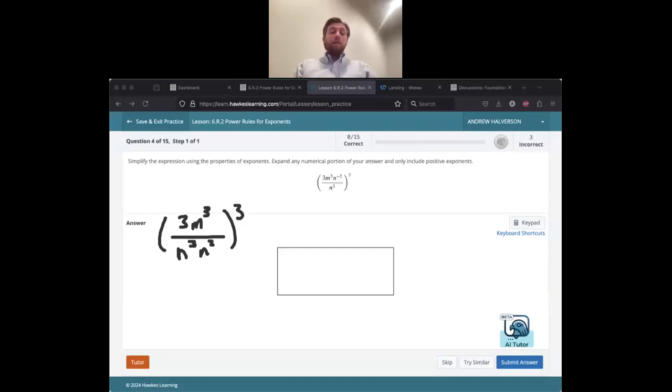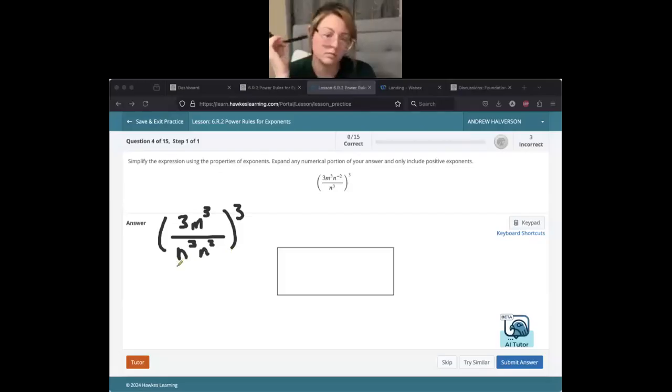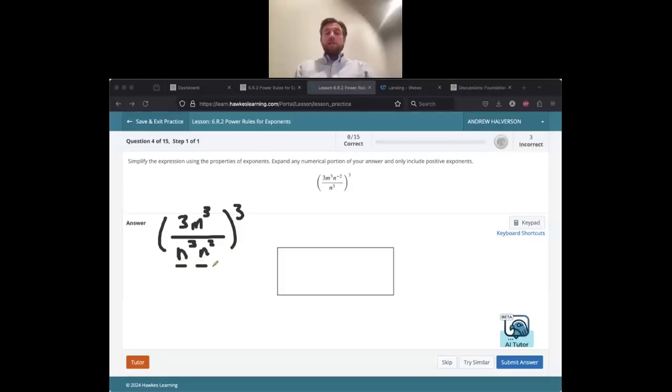Now that it's moved down to the bottom, do you add them? Now that the n cubed and the n to the second are multiplying each other, that's the product rule. When you multiply the same base, you add the exponents. So we can simplify then. The numerator stays the exact same, the 3m to the third. Now the n cubed times n squared at the bottom becomes n to the fifth because we add those exponents.